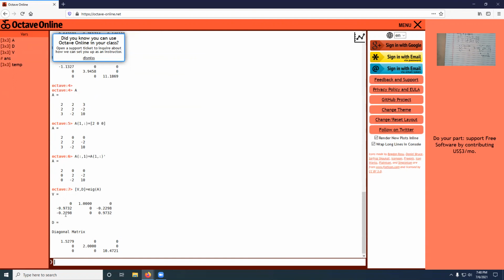So you can see these values here. One of them is clearly 1, 0, 0, right? And the corresponding eigenvalue is 2. So this first column is an eigenvector that corresponds to the eigenvalue 1.5279. Second column, eigenvector corresponding to eigenvalue 2, and similarly for the third.